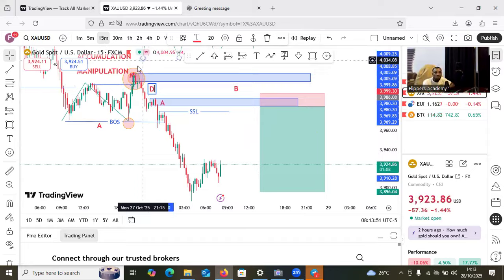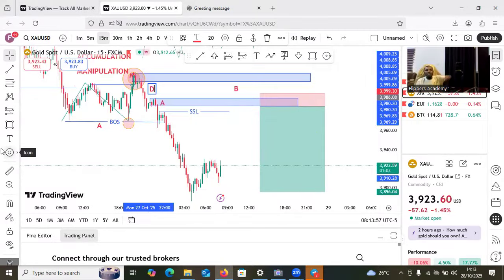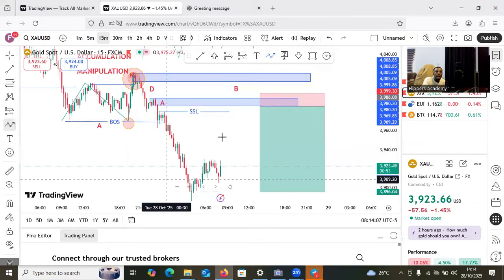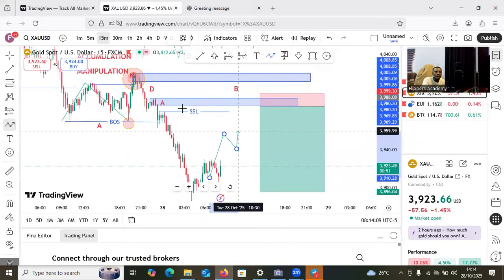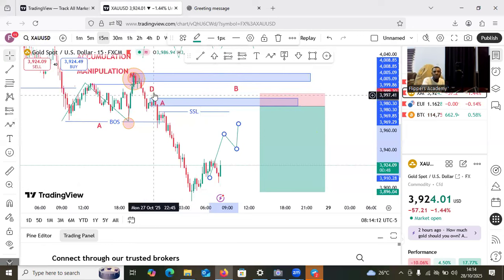And after distribution, we are waiting for the last process because these four signs must complete. After distribution, there must be continuation. Some people call it redistribution, some call it reaccumulation, whichever one we call it. So we are waiting for that continuation for price to come to our order block. Now we have two order blocks, order block A and order block B. I prefer to buy at this order block B.